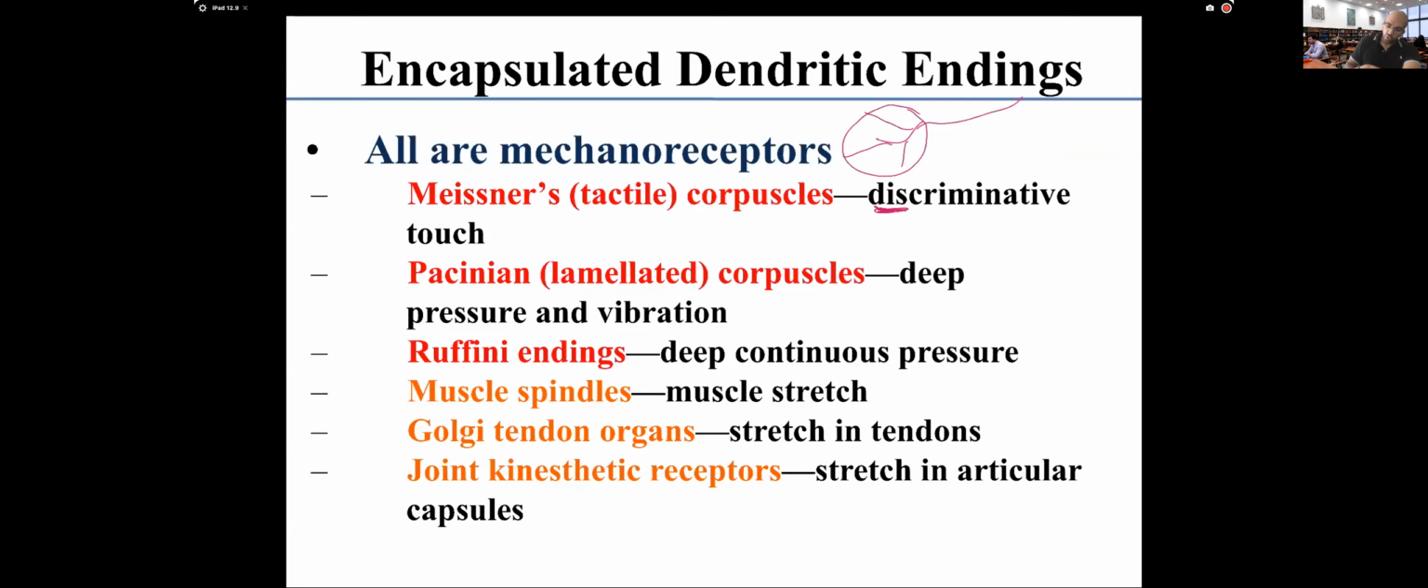Pacinian corpuscles are going to be responsible for detecting deep touch, deep pressure and vibration. And deep pressure is really important. So for example, if you put your hand in your pocket, would you be able to tell what's in your pocket just by touching it, by applying pressure on it? If you have your key in your pocket and you are holding it, would you tell that this is the key?